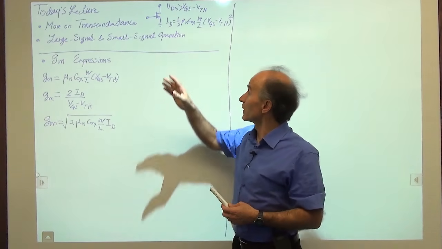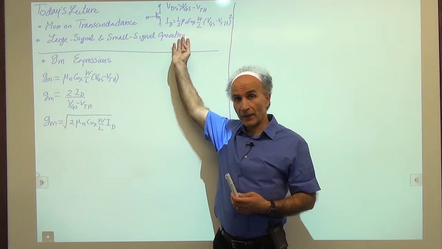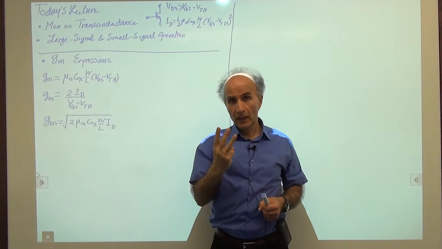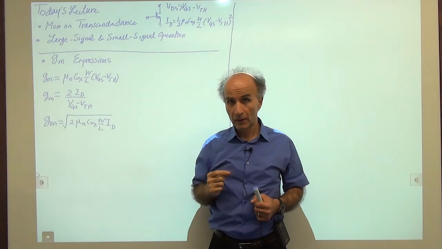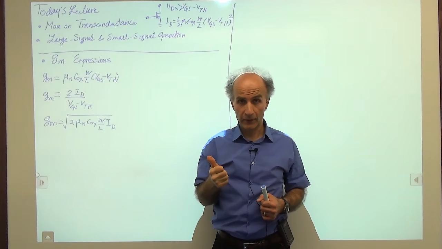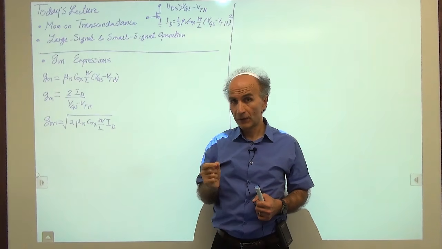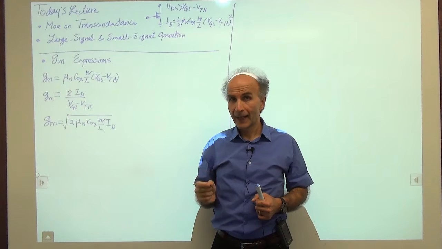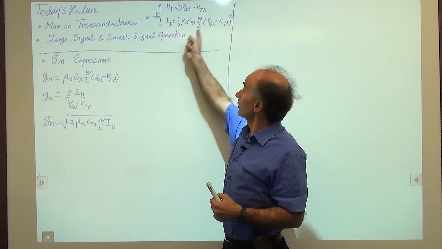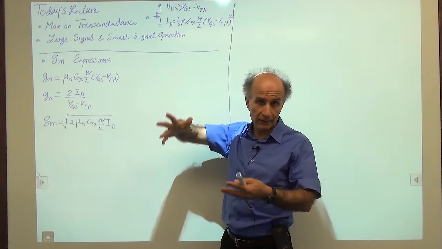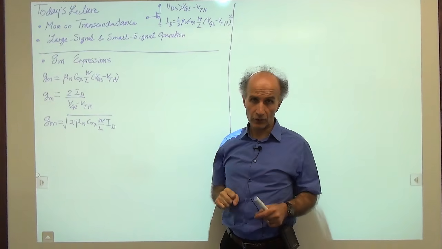So let's go back to this equation and understand that there are three parameters under the designer's control that are related by this equation. W over L is one parameter, VGS minus VTH is the second one, and ID is the third one. These three are related by this equation. Mu n Cox is a constant of the technology. We don't have much control over that.